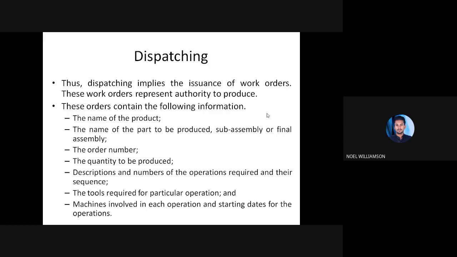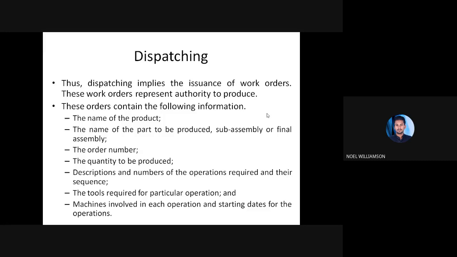Dispatching implies the issuance of the work orders. These work orders represent the authority to produce. So in the dispatching, what we do is we are issuing a particular work order. So what is a work order and what does it contain? Usually in the process of dispatching, we are issuing work orders. So we will see what information is included in typical work orders. First one, the name of the product.